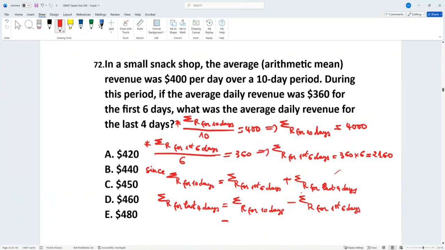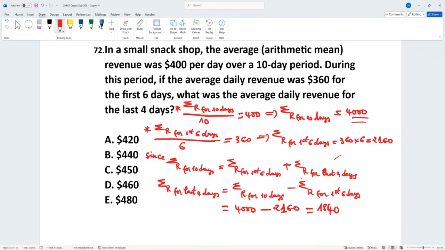Okay, so now we're simply going to replace with these values here. 4,000, which is the sum of all the revenues for the 10 days, minus the sum of all the revenues for the first 6 days, which is 2,160. So this will give us 1,840. Okay.